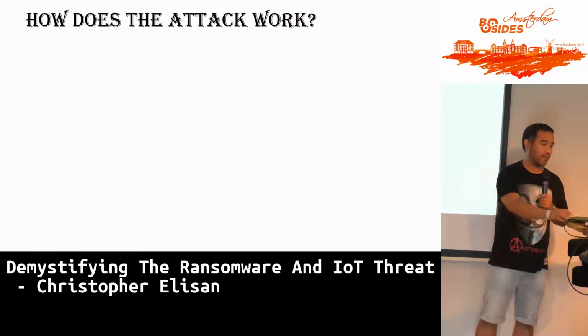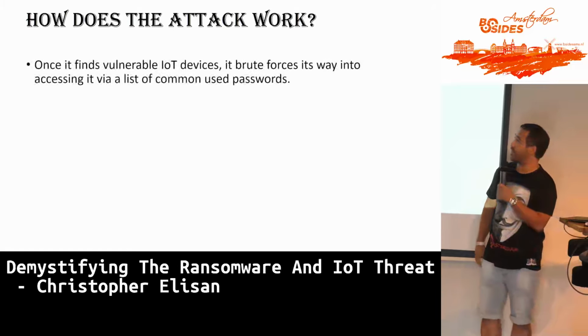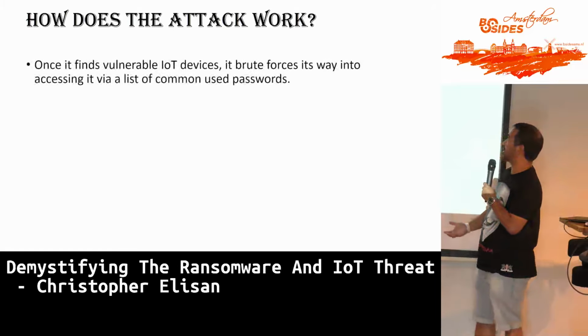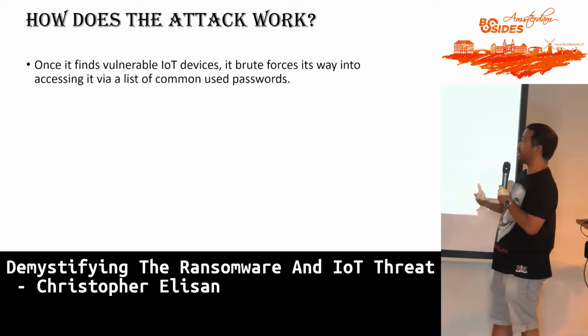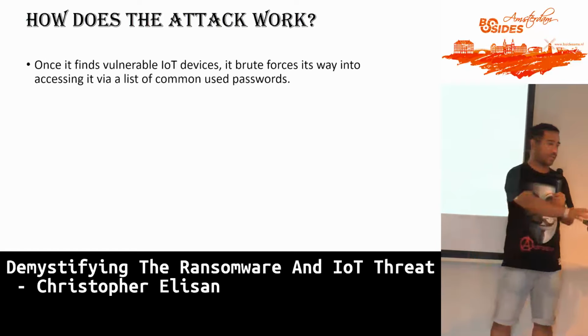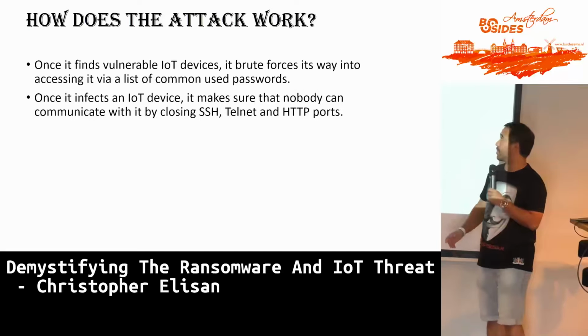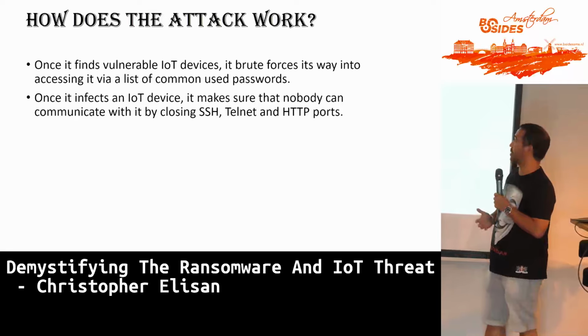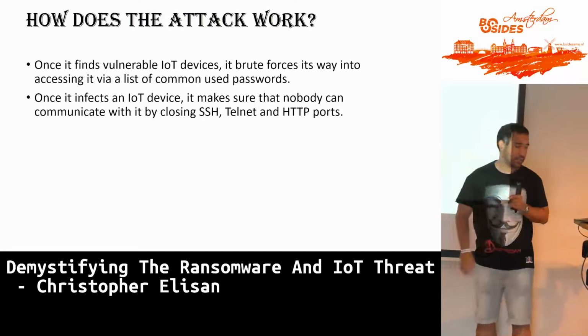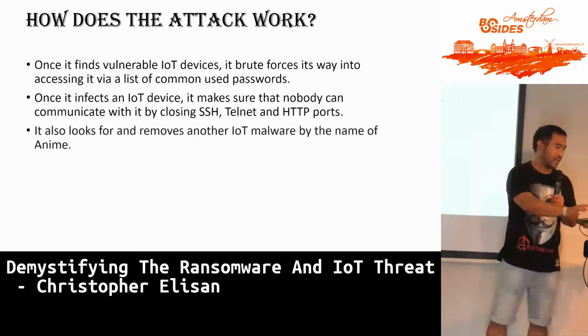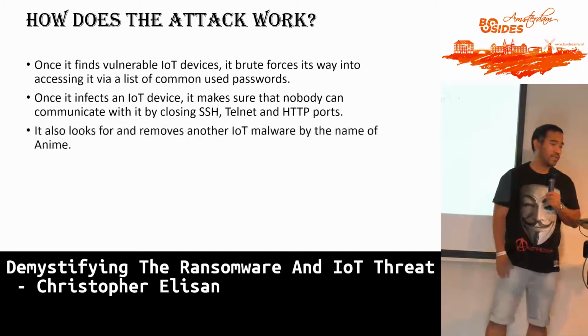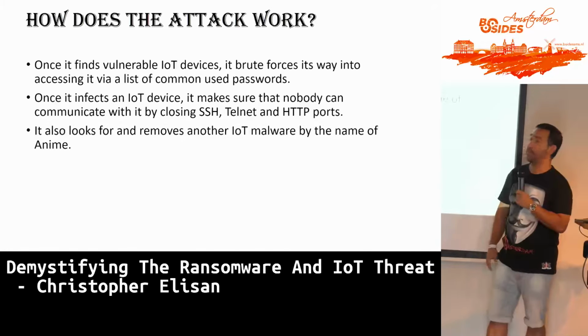So how does the attack work? Once it finds vulnerable IoT devices, it brute forces its way into accessing it via a list of common passwords. And then once it infects an IoT device, it makes sure that nobody can communicate with it by closing SSH, Telnet, and HTTP ports. It also looks for and removes another IoT malware by the name of Anime.